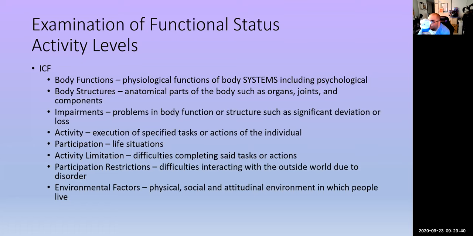What body structure is impaired? What would the structure be called? Right, the glenohumeral joint, good, right? The GH joint. That's my structure that's impaired. Oh no, I can't raise my hand to answer a question, Mr. McKeever.